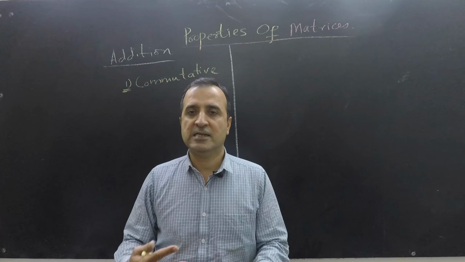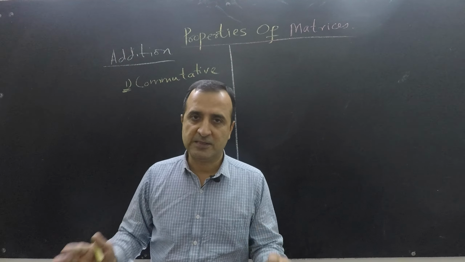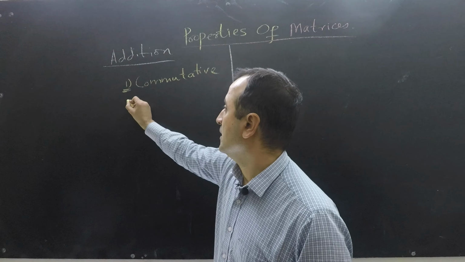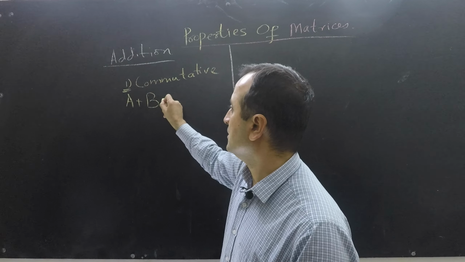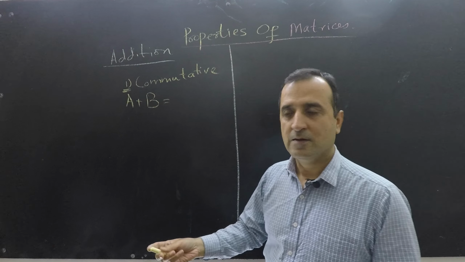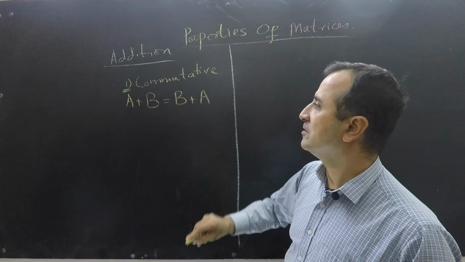And yes, addition is commutative. By changing the order of addition, the result remains the same. So we can say that A plus B is equal to what? B plus A. So that means addition is commutative.